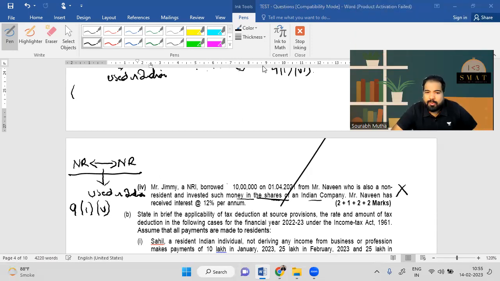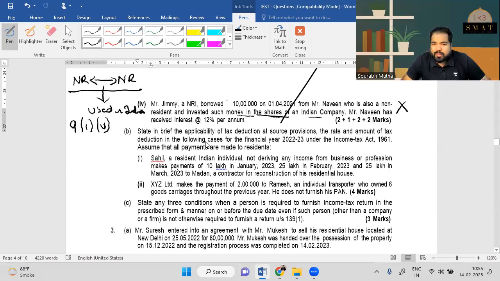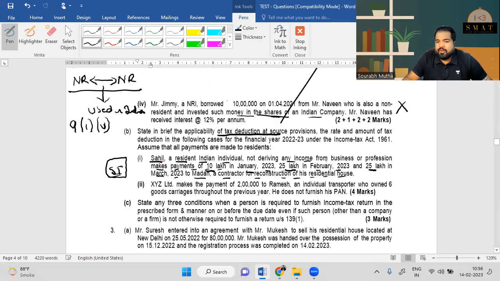Moving ahead to the next one, that is question number 2B. 2B is a simple question on TDS provision. Let's see how this is to be solved. Sahil, a resident Indian individual, not deriving any income from business or profession, makes payments of 10 lakh. Basically, he is a small individual. He's making a payment of 10 lakhs in January 2023, 25 lakh in February 2023, and 25 lakh in March 2023 to Madan, a contractor, for reconstruction of residential house.